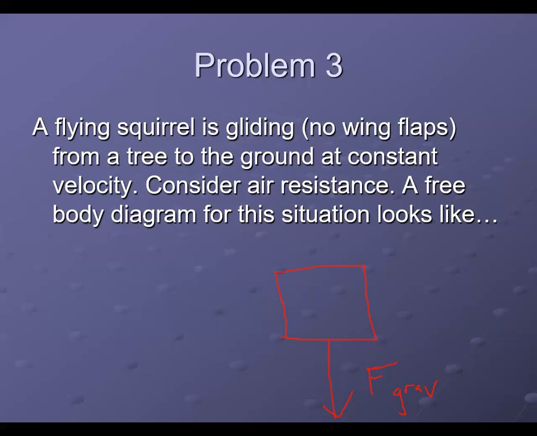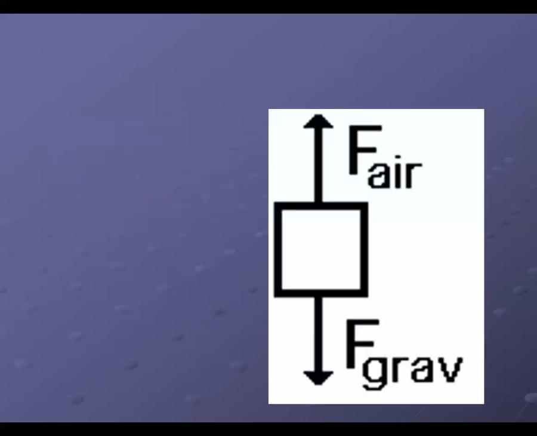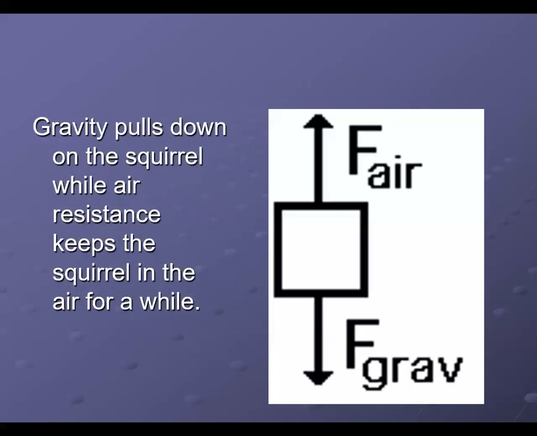It's got some skin that it kind of pushes out to increase the surface area, because what it's using is the force of air resistance, okay? So the force looks like F air, force of air. That is the force of air resistance. So the reason the squirrel doesn't crash into the ground is because of that air resistance. It's slowing its fall. And we can see we got the same thing. So gravity pulls on the squirrel down, while the air resistance keeps the squirrel in the air for a little bit.